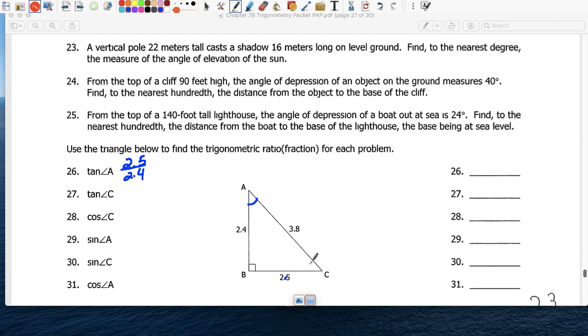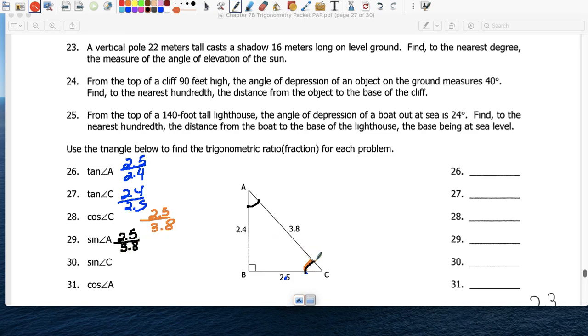Tan of angle C. So now go from this angle, figure out what the tangent is. So from that angle, tangent would be the opposite, which is 2.4, over the adjacent, which in this case is 2.5. Okay. Cosine of angle C. So again, from this side, cosine is adjacent, 2.5, over the hypotenuse, which is 3.8. Sine of angle A. So let me change colors. From this side, sine is opposite, which is 2.5, over hypotenuse, which is 3.8.